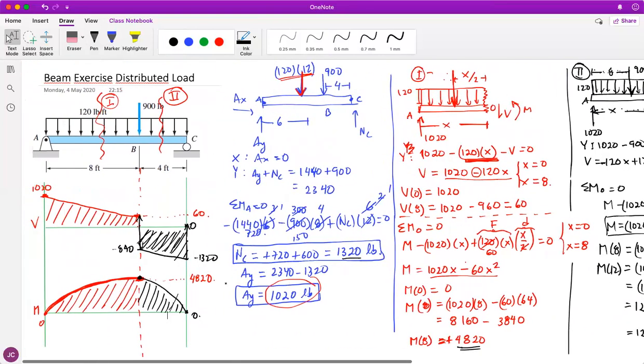This is how you draw these diagrams for distributed loads. The most difficult one, I will say, is a triangular distributed load. So we will deal with that later.